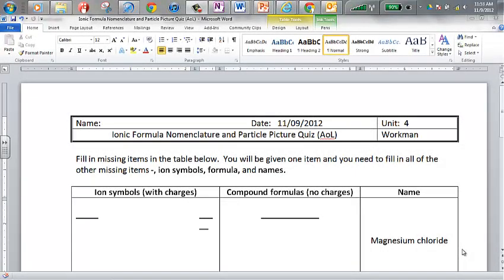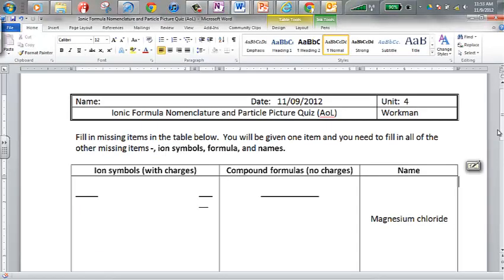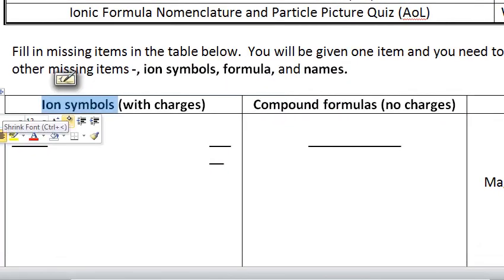So, listen, when you're doing a quiz like this, what I want you to understand is that I could give you one of these three things. So I might give you the name, or maybe I would give you the formula, or maybe I would give you the ion symbols, right? And my expectation is that you can fill in the rest of it from the one set of information.